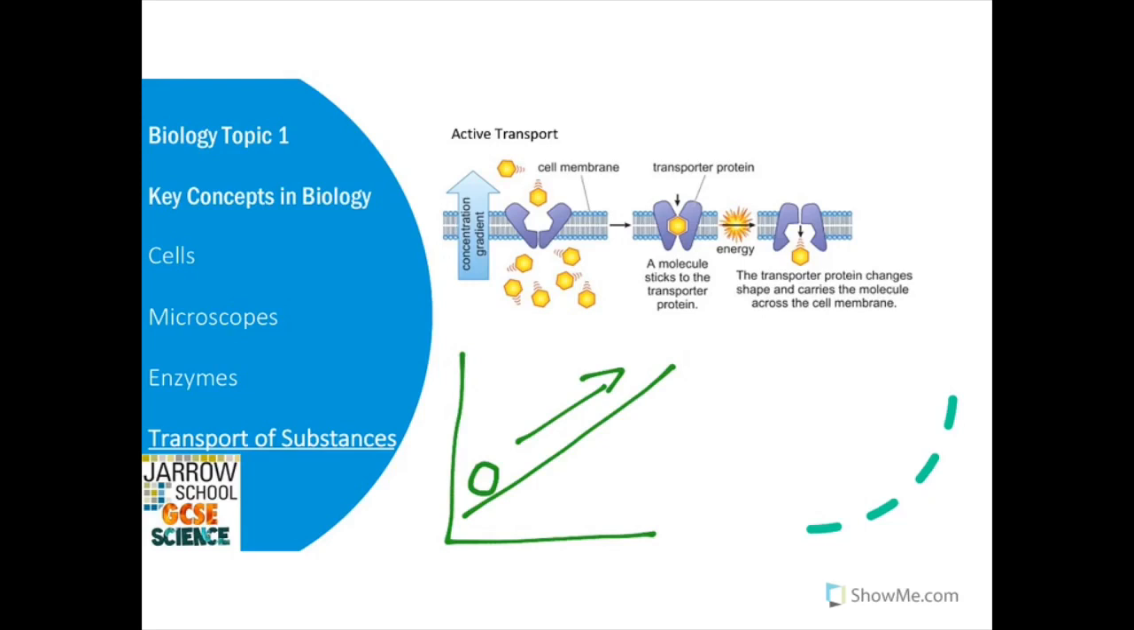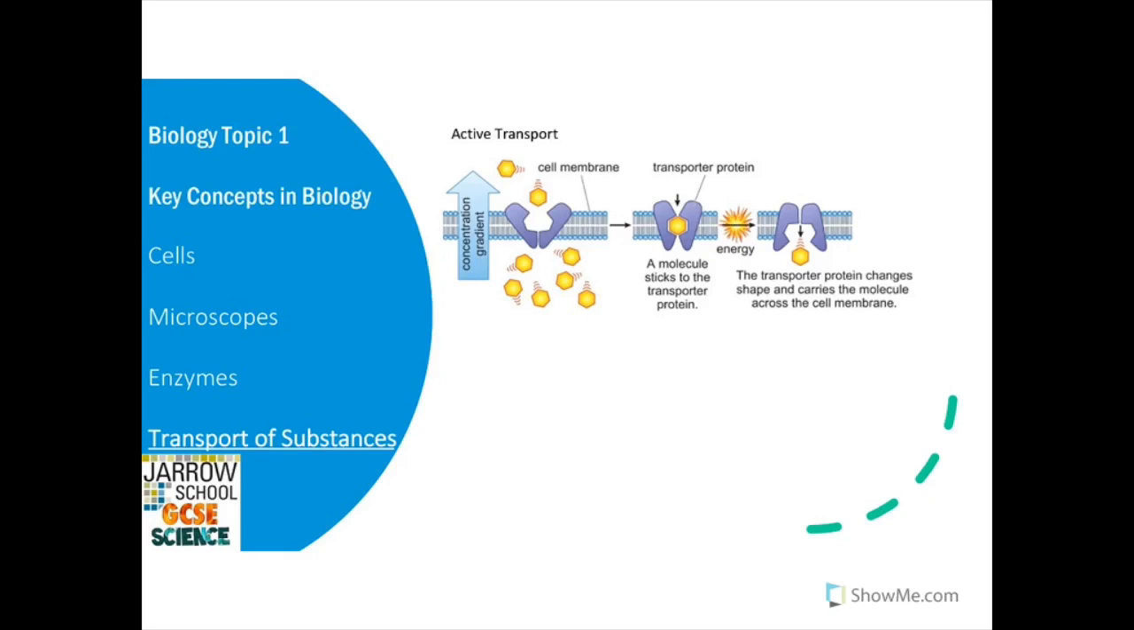So active transport requires energy to move substrates or move molecules against a concentration gradient. So an example of this would be the movement of nitrates from soil into the root hair cells. So the plant will take the nitrates because it's evolved to grow better if it takes advantage of all the nitrates available in the soil.